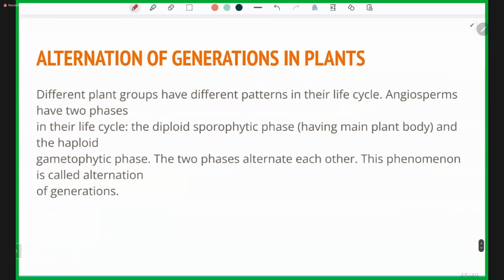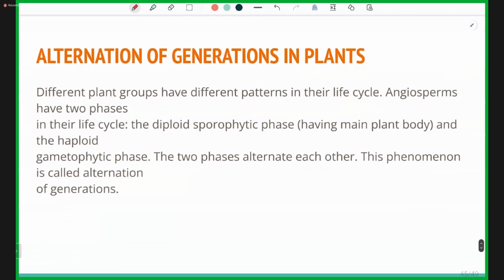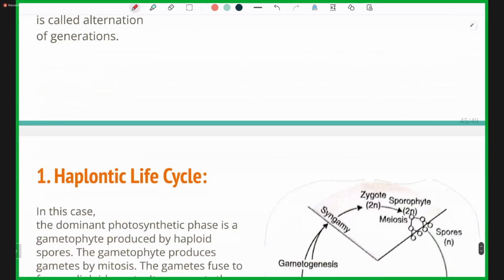Now, alternation of generation in plants. We are done with the angiosperms. So, alternation of generation in plants. Different plant groups have different patterns in the life cycle. The angiosperms have two phases in the life cycle: the diploid sporophytic phase, having the main plant body, and the haploid gametophytic phase. The two phases alternate with each other, and this phenomenon is termed the alternation of generation.